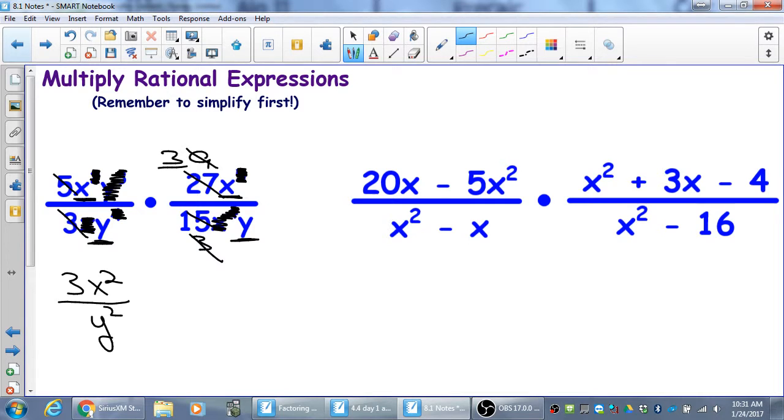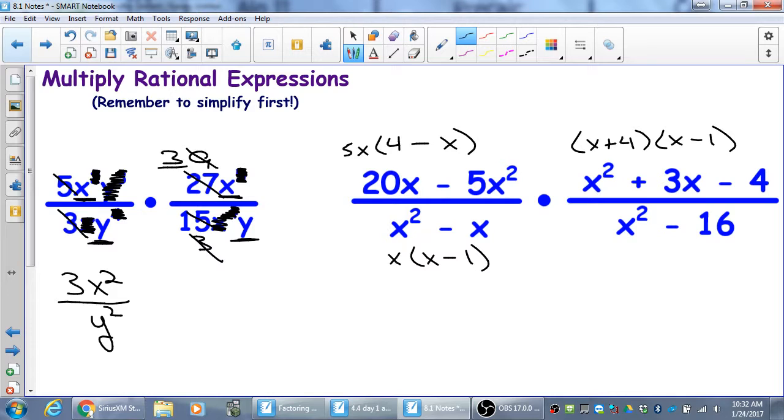All right, how about this one? Take out a 5x. 4 minus x, right? Take out a 5x. Down here I can take out an x. Now remember, we're dividing out. x divided by x is 1. So that becomes x minus 1. x plus 4, x minus 1, that's how that factors. And x plus 4, x minus 4. I think I have everything factored as much as possible.